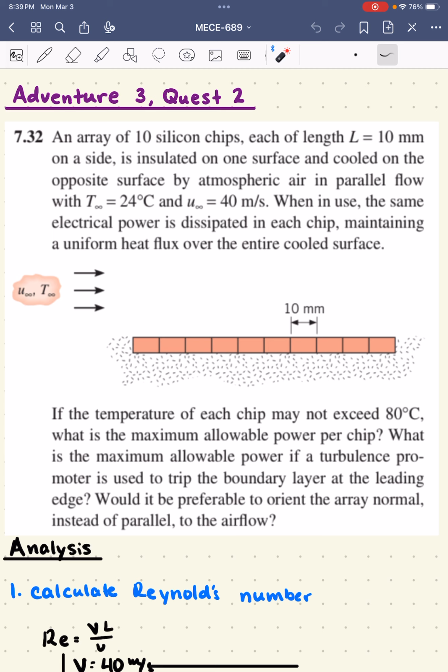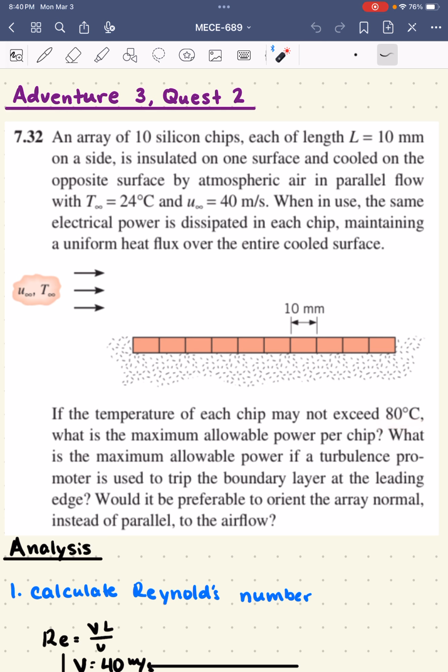When in use, the same electrical power is dissipated in each chip, maintaining a uniform heat flux over the entire cooled surface. So we have a uniform heat flux on the top here, caused by the air, and all the other sides here are insulated. Now, if the temperature of the chip can't exceed 80 C, or the max temperature of the chip is going to be 80 degrees C, we want to find the maximum allowable power per chip.